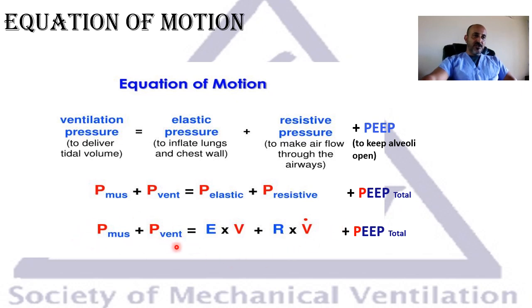So again, if you put the equation here, it will be to convert everything into pressure. The P mus plus the P vent will be elastance times volume, because we know elastance is pressure over volume, plus we have the resistance times flow, and again we know resistance is pressure over flow. So all of this converts to pressure, plus the total PEEP, as we talked about. And that equation of motion describes basically all the effort or the work needed to move the air, and the mechanical power will be all derived from here.